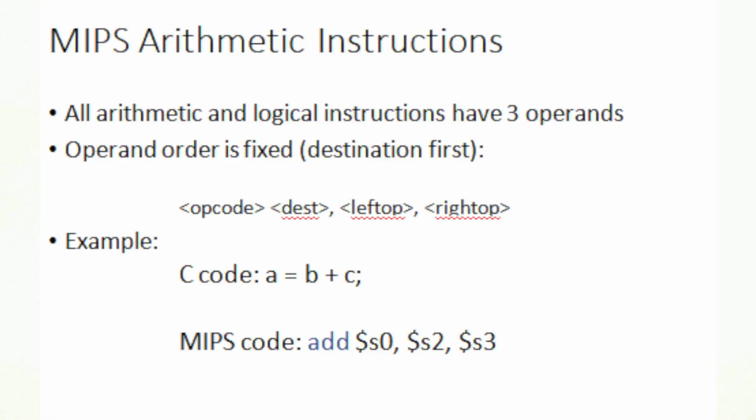So we write this in MIPS as add, which is the opcode, and $s0. This is the destination, where the final variable is saved. Then $s1 and $s2. These two are the variables on which the opcode or the operation is performed, and the result is stored in $s0.